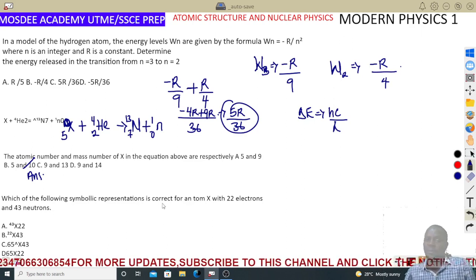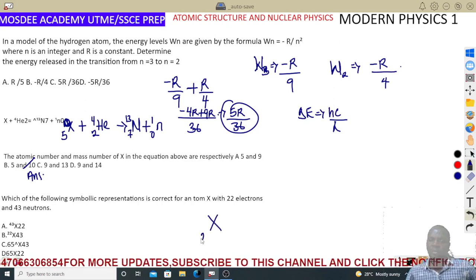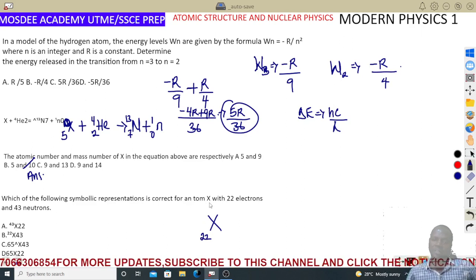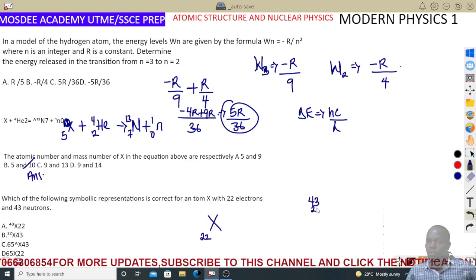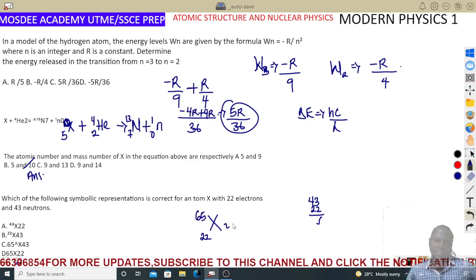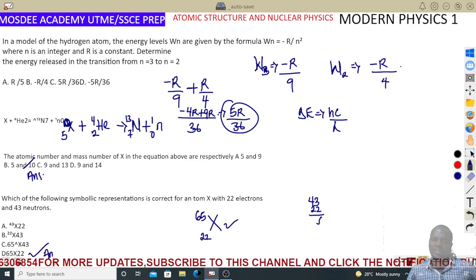The following symbolic representation is correct for an atom X with 22 electrons. We talk about electrons as the number of protons, and 43 neutrons. You add to get the mass number, 43 plus 22. I hope you still remember that. That's 65. So you look for what has this answer. We've talked about that, 65, 22, and that's the answer to this question.